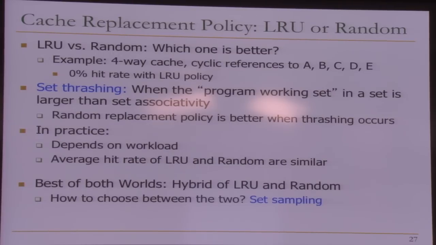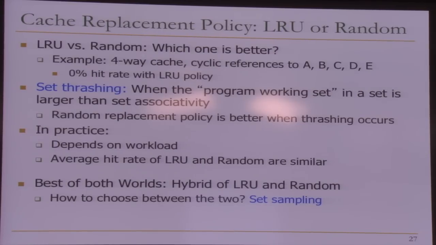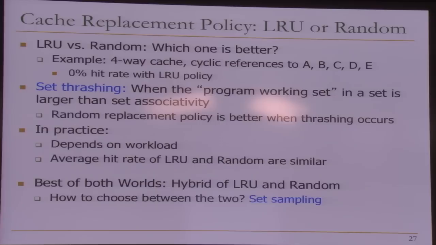Now think about what may be needed for this. You may need some additional tag stores to actually emulate what the policies would do, because your main tag store is really the policy you're following. But you have some auxiliary tag stores. One implements the random policy. The other implements LRU. And you keep track of how many hits you're getting if you use the LRU policy versus the random policy, and pick the one that's doing better.